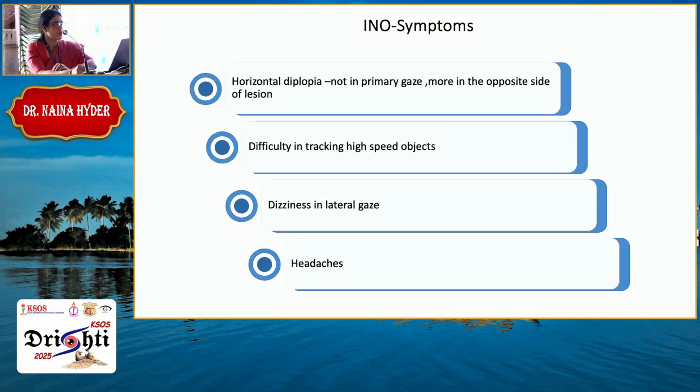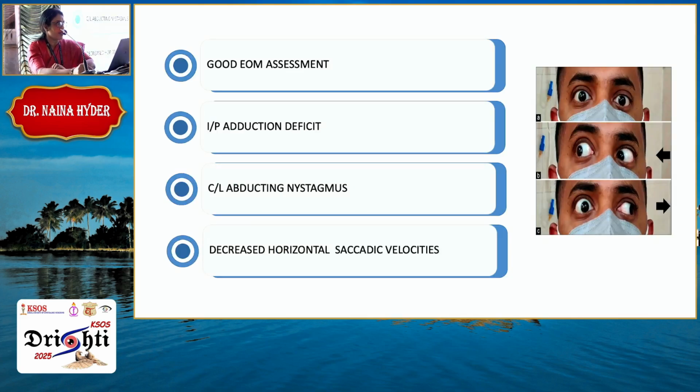So the INO symptoms: this lady came with diplopia, not in the primary gaze, but more in the lateral gazes, and in INO you have this difficulty in tracking high-speed objects. So in a neuro-ophthalmic case, you should be checking the saccades and the pursuits, in addition to your extraocular movements, and there is a history of headache.